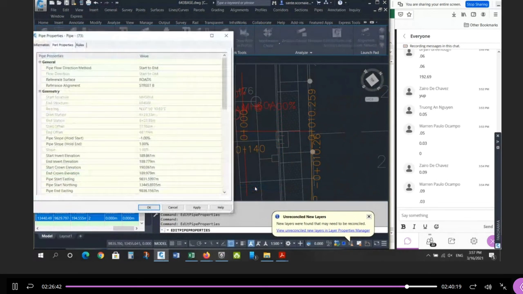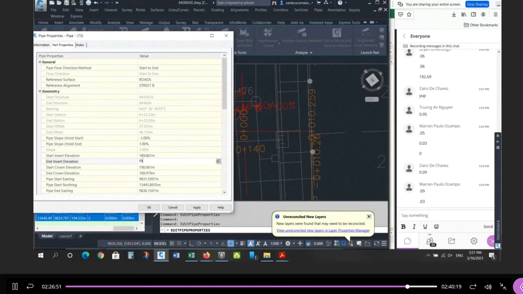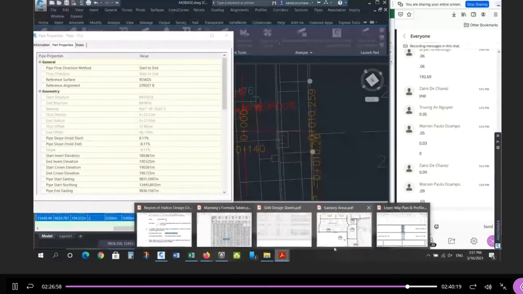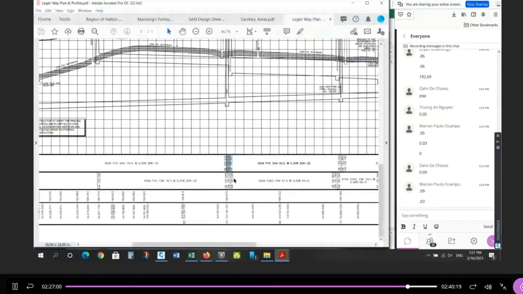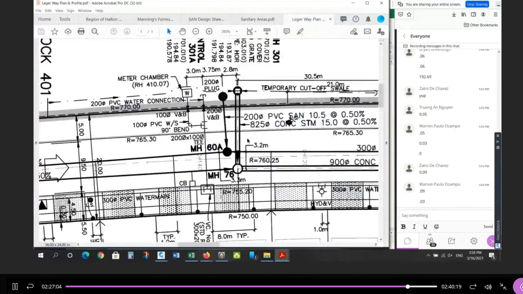The end of this pipe is 190.525. Say, I'm going to apply it. And what's the slope of the pipe? Well, that's in the drawing as well. It's in the plan view. The slope of this pipe is 0.5%, and it's going up into the subdivision, right?